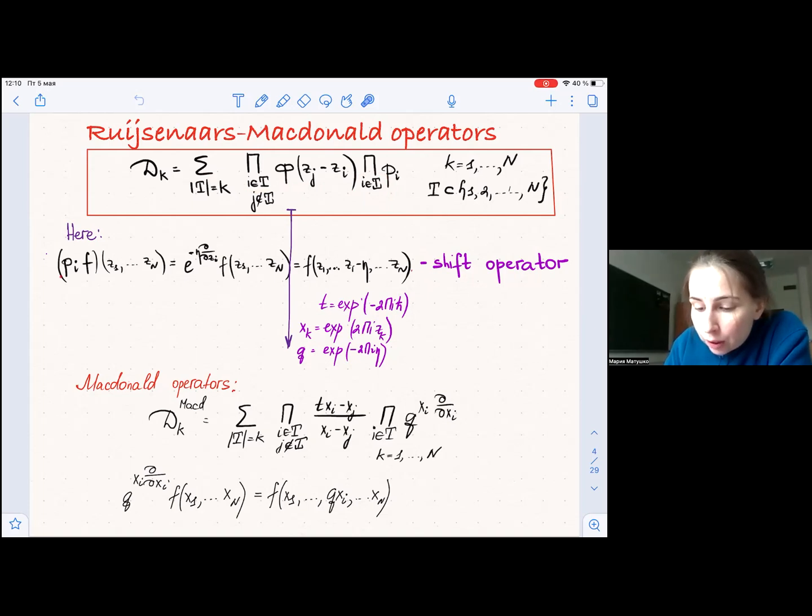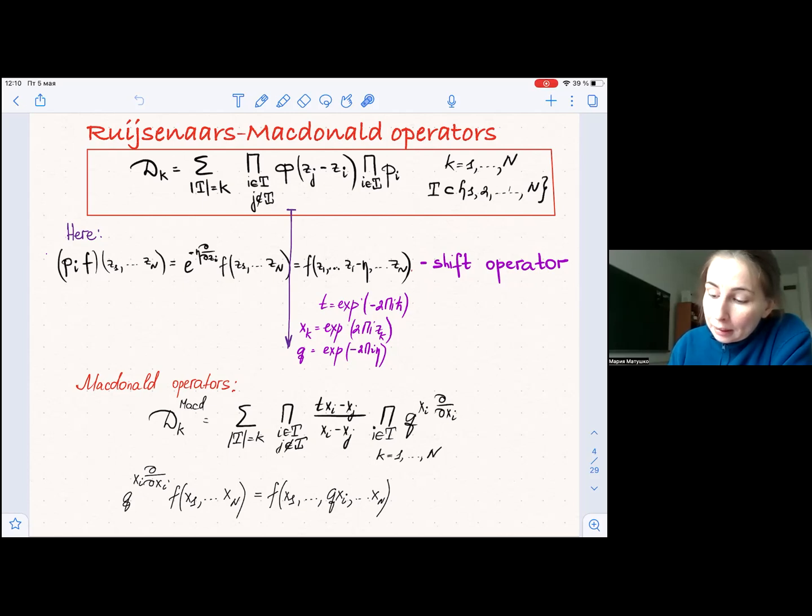And what is the shift? This pi is just an additive shift. So if you have some function depending on zeta 1, zeta 2, and zeta n, this is just an additive shift operator. So this is the definition of the Ruijsenaars operator, and some people know them in the trigonometric case as Macdonald operators.